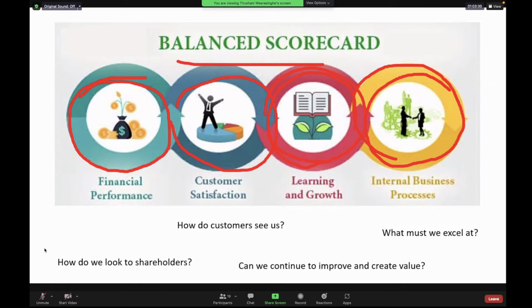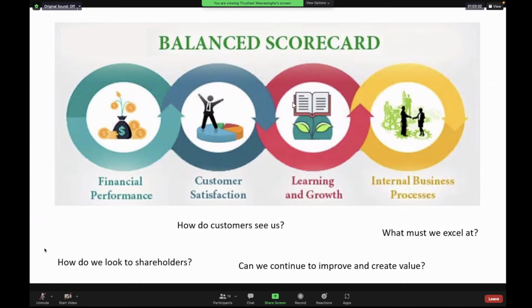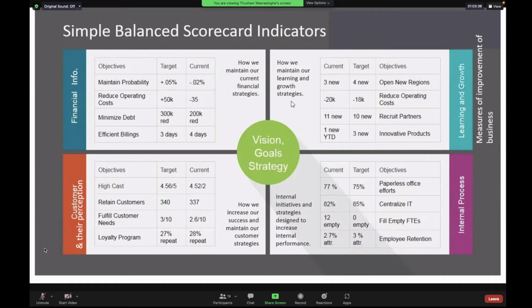Okay, the balanced scorecard has these four components. So how do you show it? This is an example here. See in this example the financial information, the first one. Okay, can you see here? And you can see this in the organization. What about the financial status?